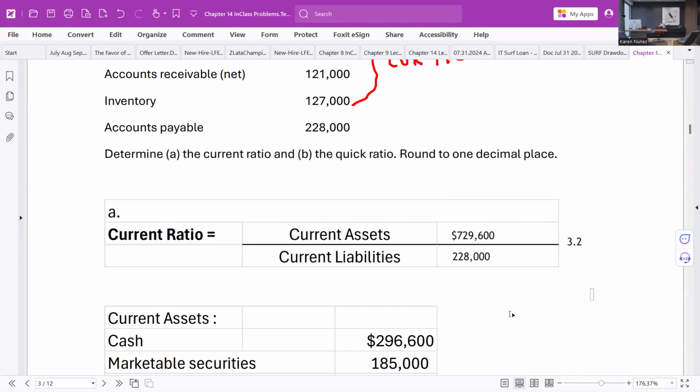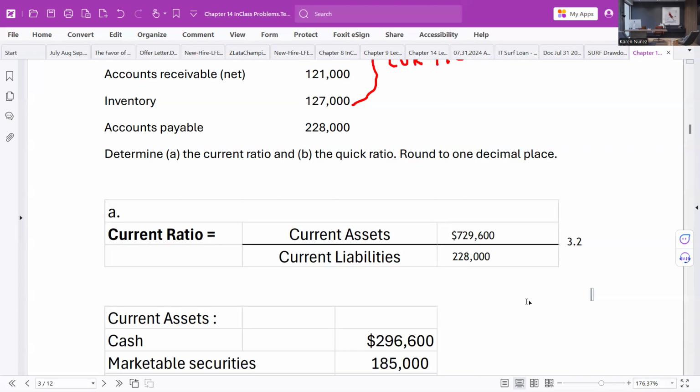What does that tell us? It tells us for every dollar we have in current liabilities, we have $3.20 in current assets. So we can more than pay our current liabilities. In fact, we have more than enough, right? We have $2.20 more than our current liabilities. Because for our current liabilities at a dollar, we'd have $3.20 to pay those current liabilities. So we have more than enough.